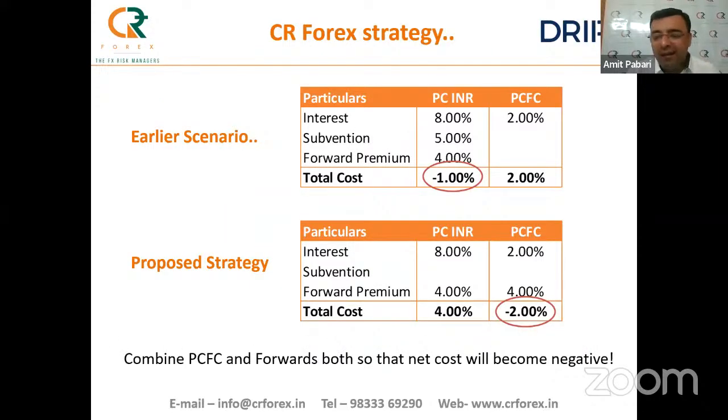Now, if you do that, then you save a little more money. In the earlier scenario, with PCINR and subvention and forward premium, the interest rate was close to -1%. If you do PCFC and forward, then the interest rate can become negative by -2%, which is a little higher than the earlier policy. So it is a recommendation to all exporters that they can take PCFC and forward if they are not getting subvention.